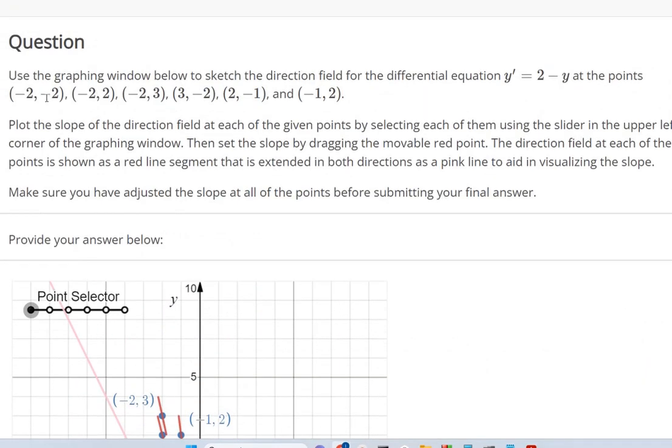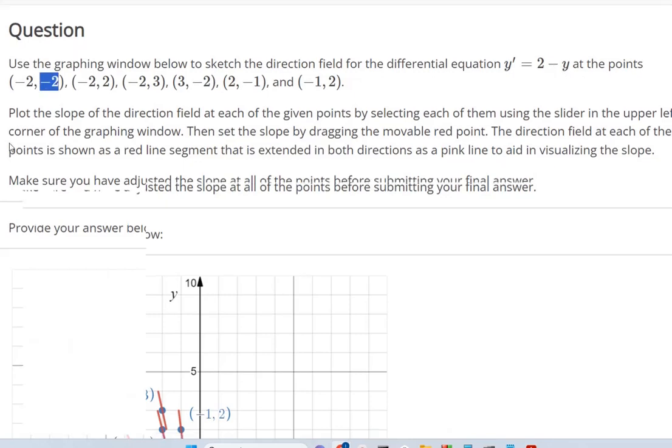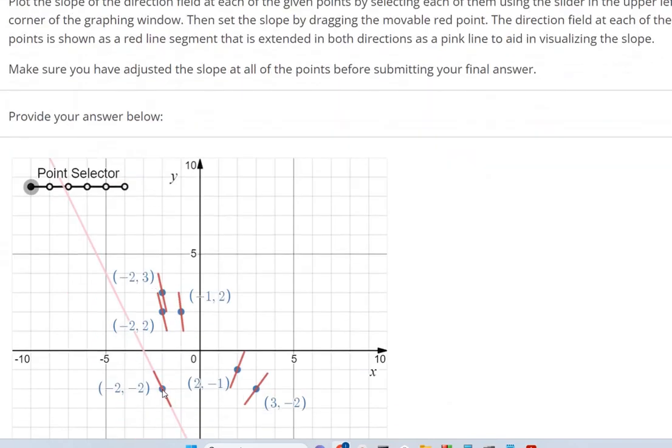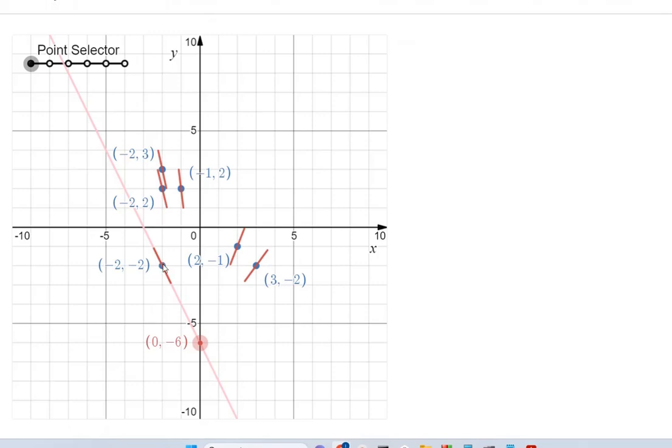Let's identify that slope. If you plug in -2 for y, then 2 minus -2 makes 4. So that means at 2 comma -2, we should have a slope of 4. We should be going up 4 to the right 1. This one has a negative slope. We need a positive slope.